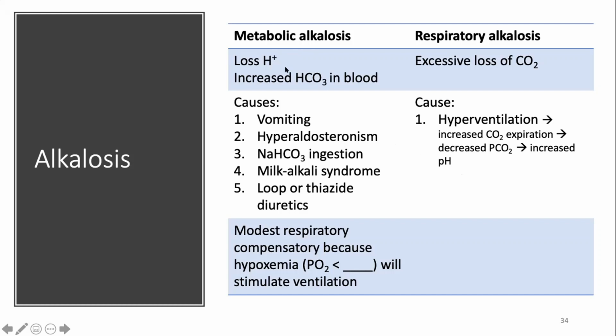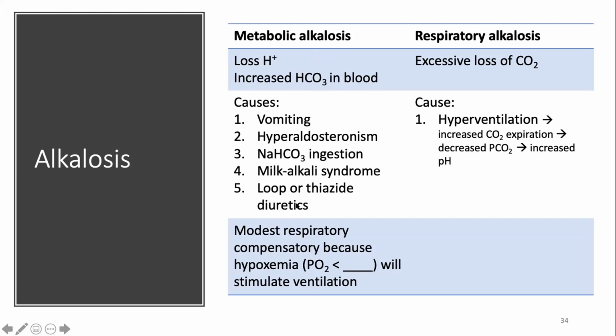Metabolic alkalosis is the opposite of metabolic acidosis. This time it is because you lose so much H+, or you have too much bicarbonate in the body. Examples of losing H+ are vomiting and hyperaldosteronism. Examples of increased bicarb are if you ingest bicarb, or something like milk alkali syndrome, or some of the diuretics may also cause an increase in bicarb in the body.